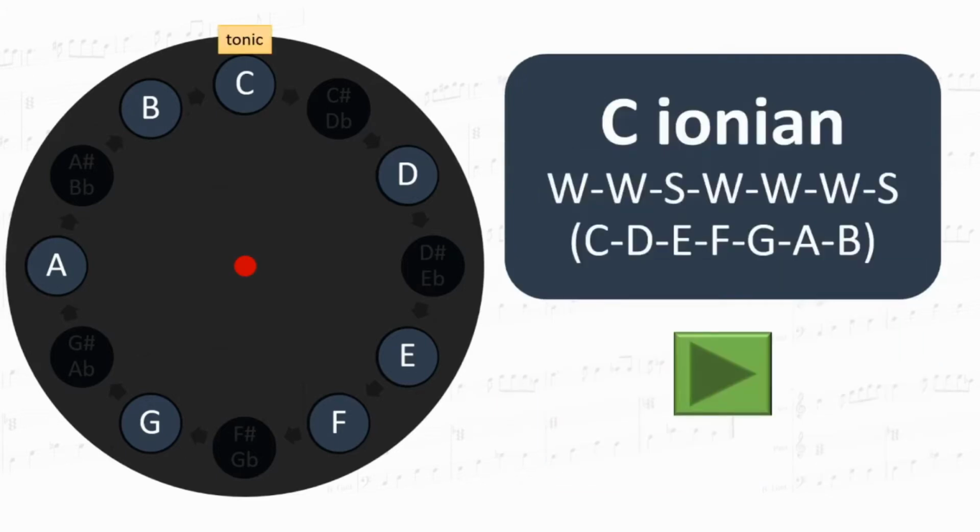So the first mode is C Ionian, which is, by the way, the same thing as C major, but C major is a scale and C Ionian is the first mode of that scale. So you get the interval, and let's hear it again.